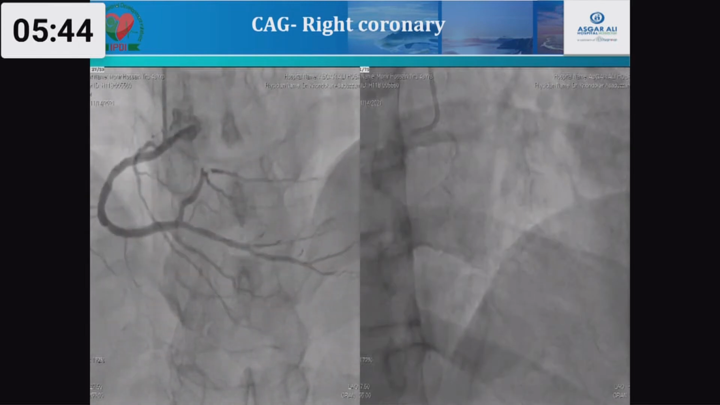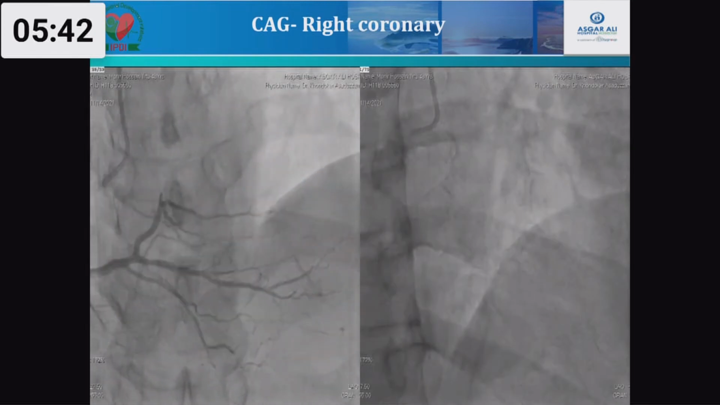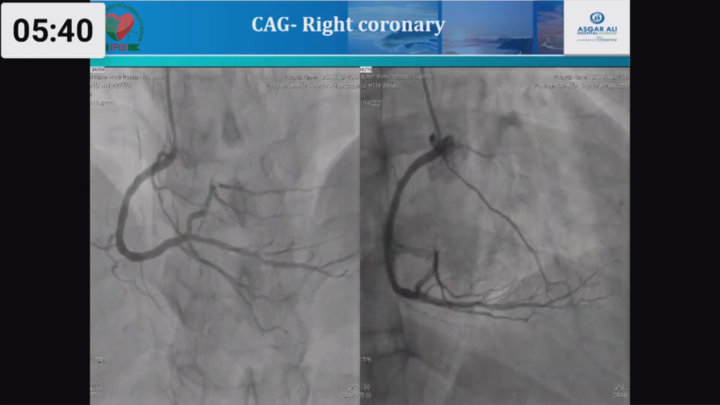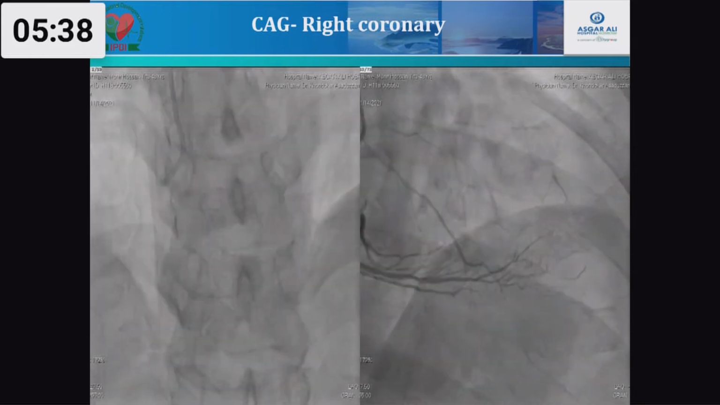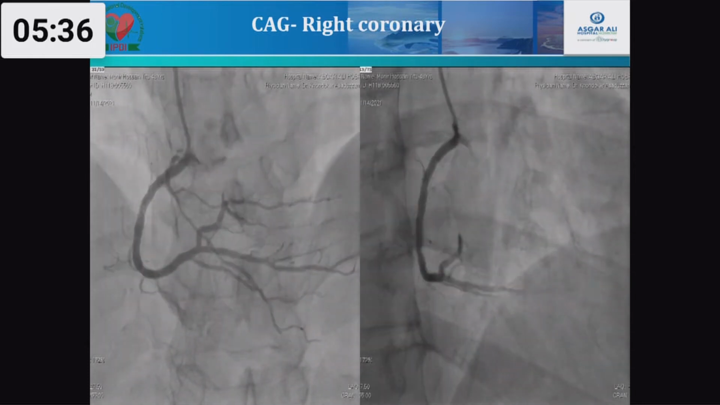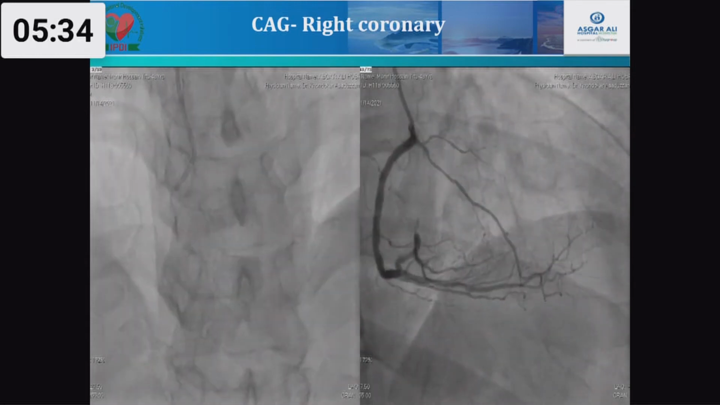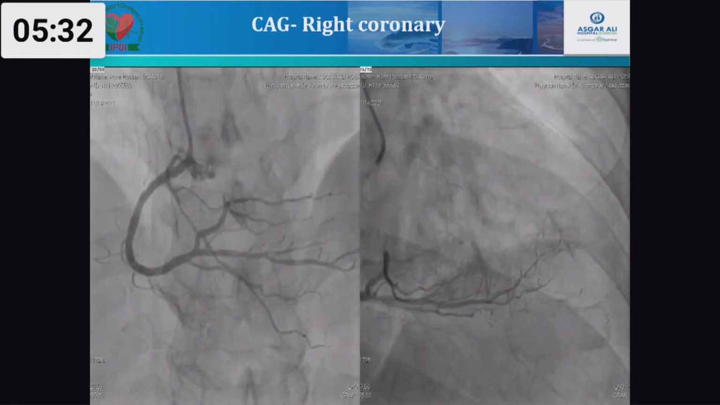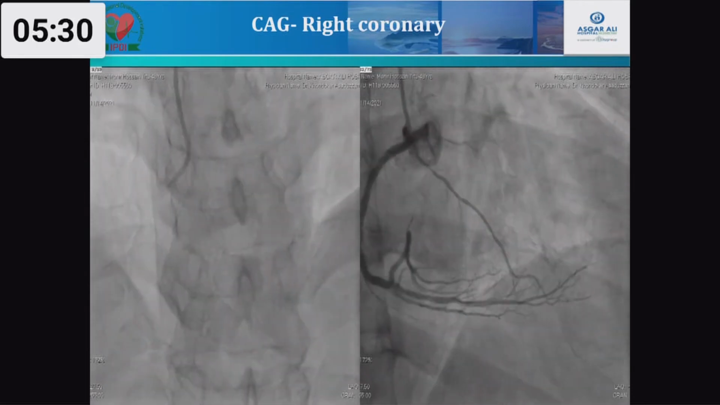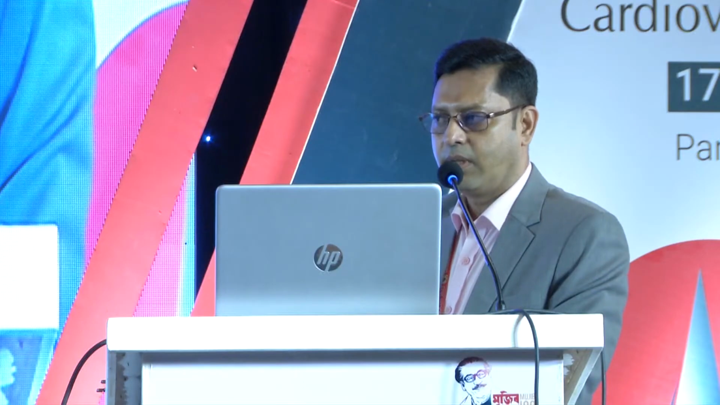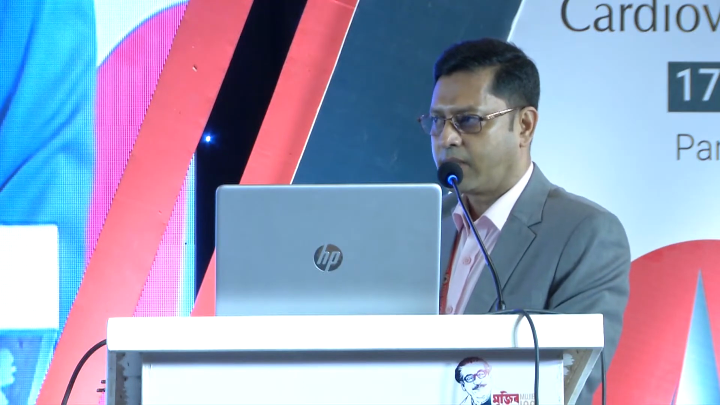And you can see in the right system, there is a very tight lesion at the PLB, and it is a 99% lesion. And what should be the next plan? I planned for only POBA for all 3 vessels. And I think that I was in the balloon angioplasty era, that is in 1972.